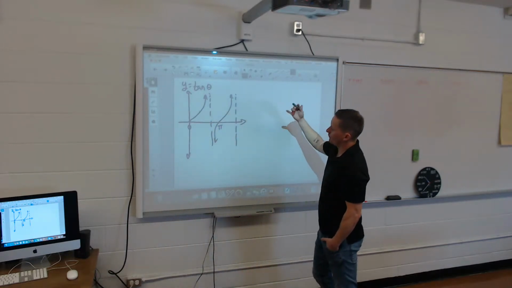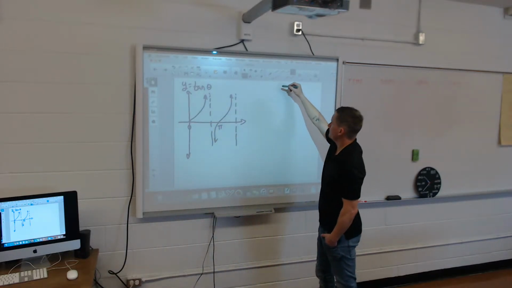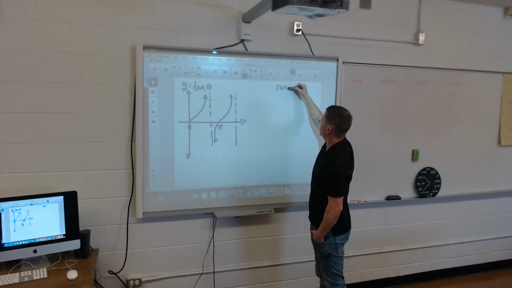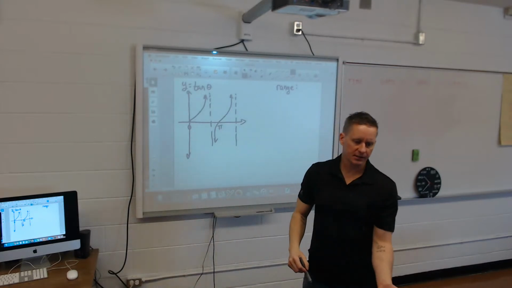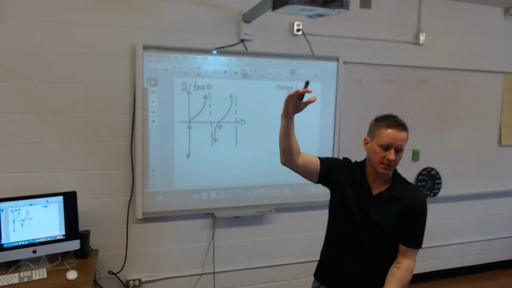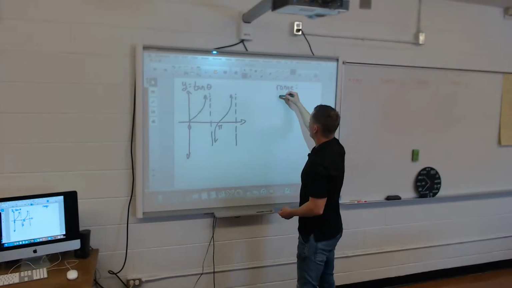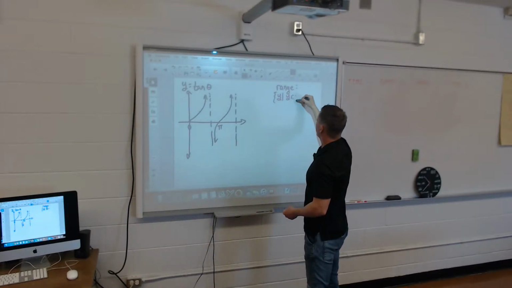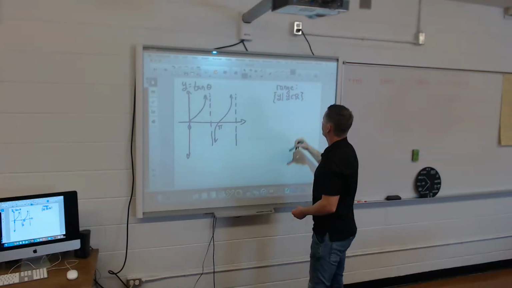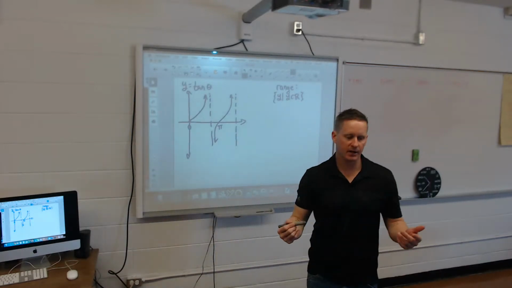Okay, so first things first. The easy part is my range. My range, the lowest it goes is negative infinity. The highest it goes is positive infinity. So therefore, my range for this, y, such that y is an element of all reals. Okay, so there's my range.